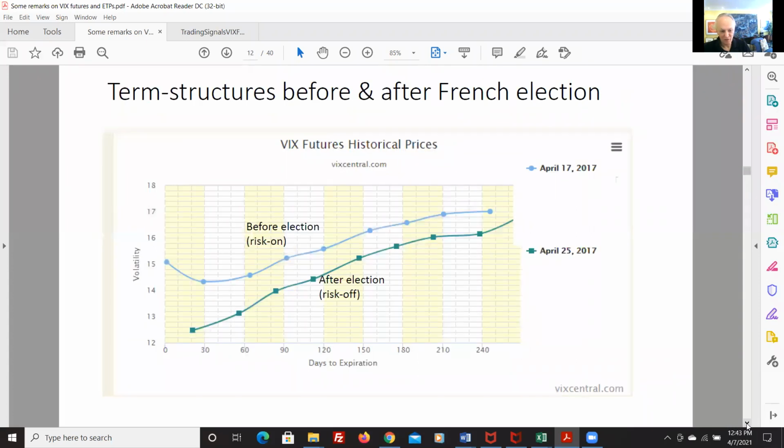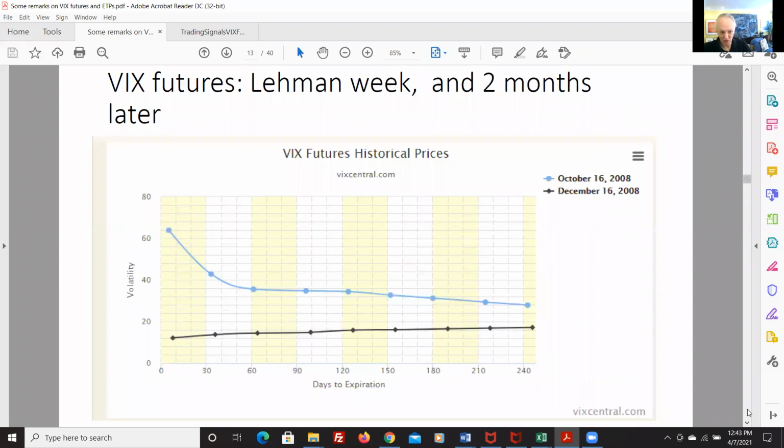So these are different examples. This is fluctuations around European elections a few years ago. This is the famous October Lehman Brothers crash, where the volatility was around 80 for the VIX. These are just the futures, and you see the futures went up to 60. Just to give you an idea, short-term futures were also around 60 during the events of COVID, but I don't have the data here to show you. And this black line corresponds to how the curve moved 2 months after Lehman Brothers.